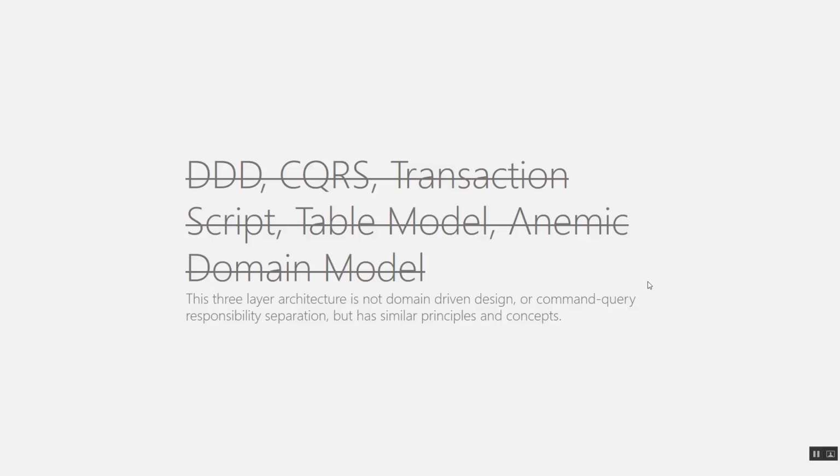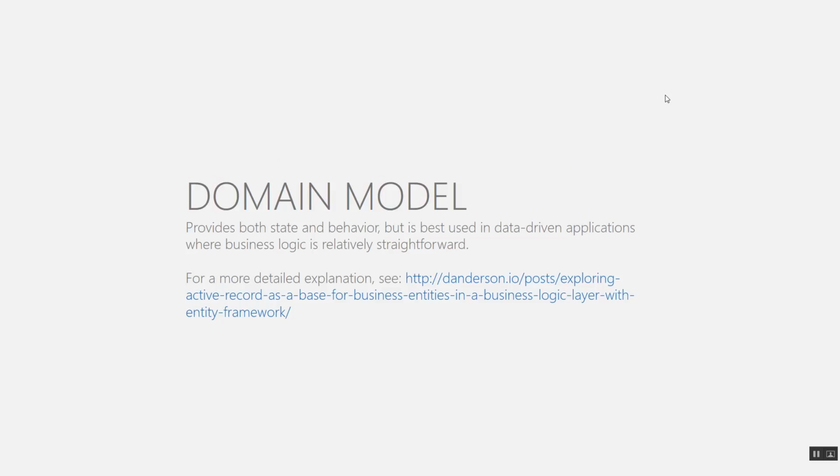This is not going to be domain-driven design or command query responsibility separation, transaction script, or any of these other types of designs or anti-designs, whatever you want to call them. This is going to be a domain model, so we're going to provide both state and behavior. We'll have properties, and methods that enact business logic. In this particular case, Active Record might be best used in a data-driven application where business logic is simple.